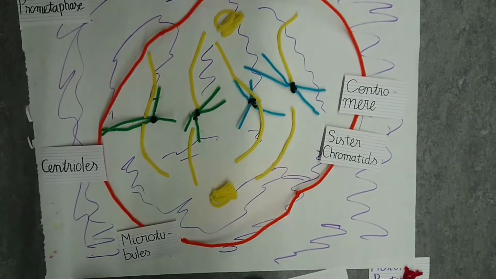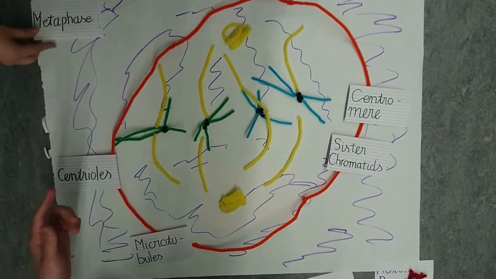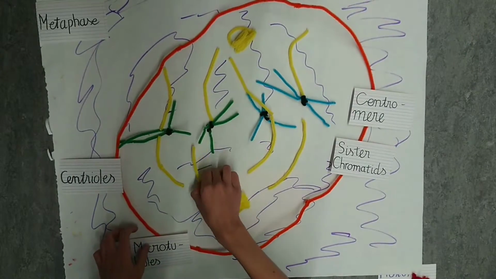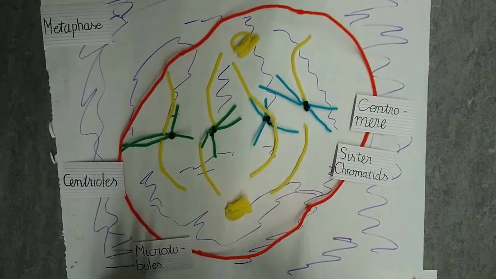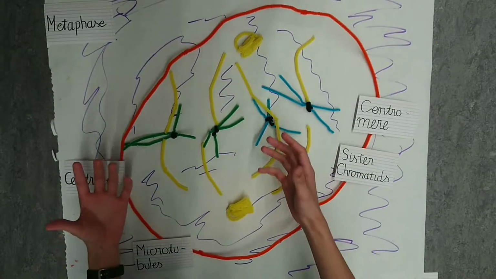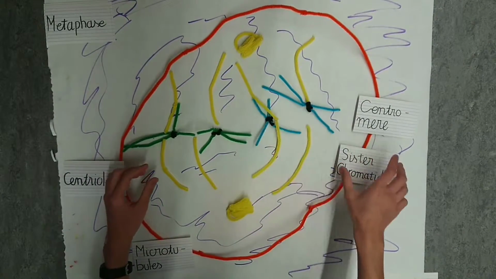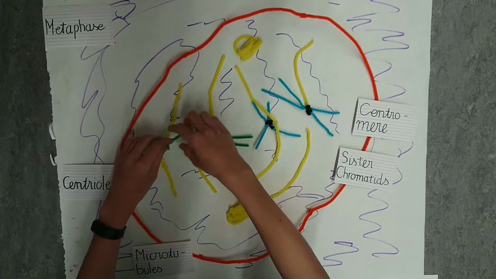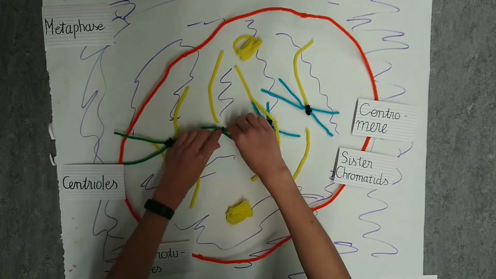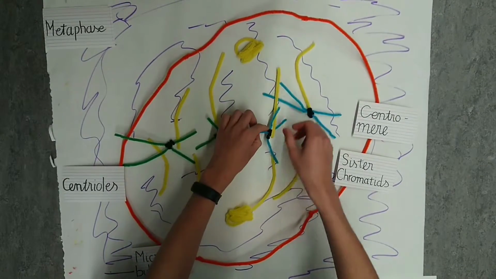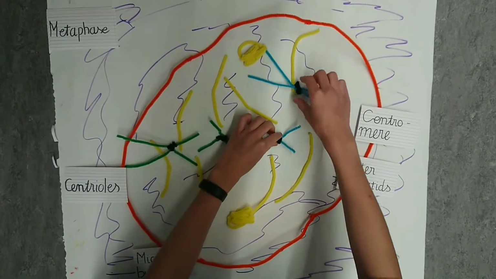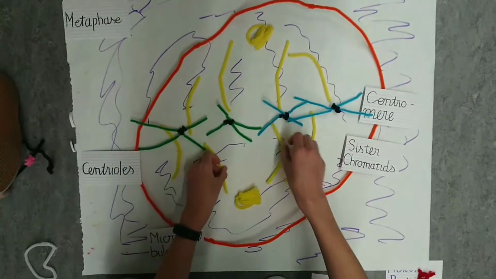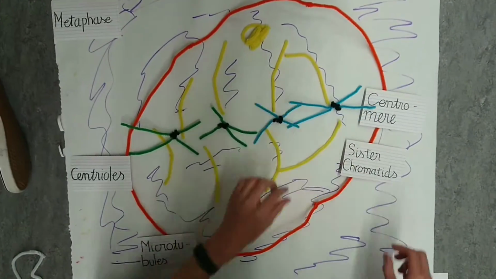After that, the next phase is metaphase. During this phase, the microtubules have the function of moving and pulling the sister chromatids up to make sure they line up to each other, which you can see like this. It makes sure they line up so they are ready for the next phase. Still connecting into the centromeres.